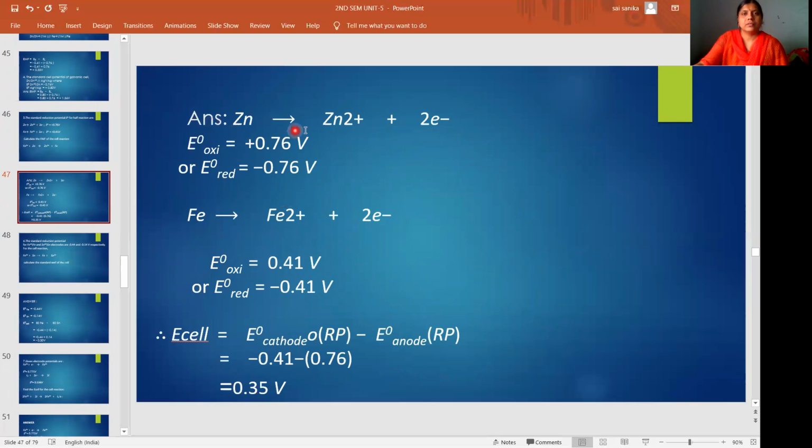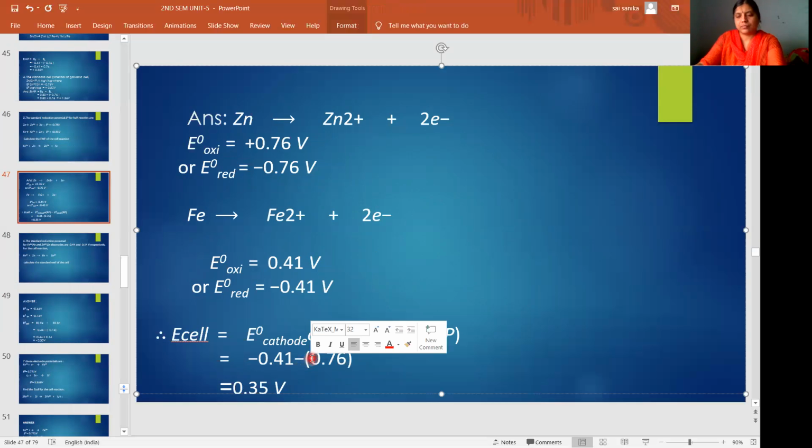So here, this is the oxidation potential. So the reduction potential is minus 0.76. So here the oxidation potential, and the reduction potential is minus 0.41. E cathode minus E anode, it is minus 0.41 minus (minus 0.76). Okay, minus of minus here you will get plus. So this is the potential of the cell.